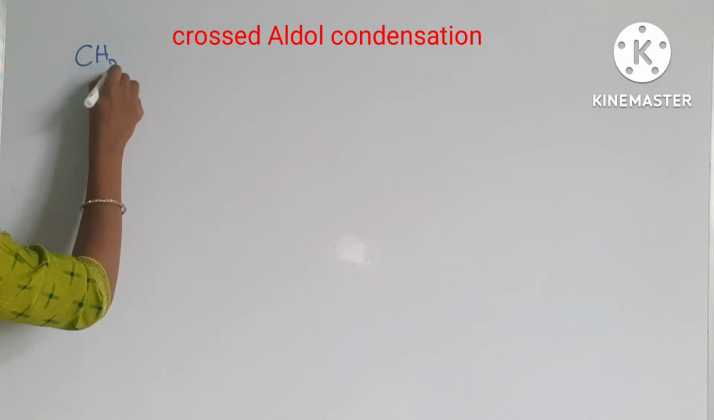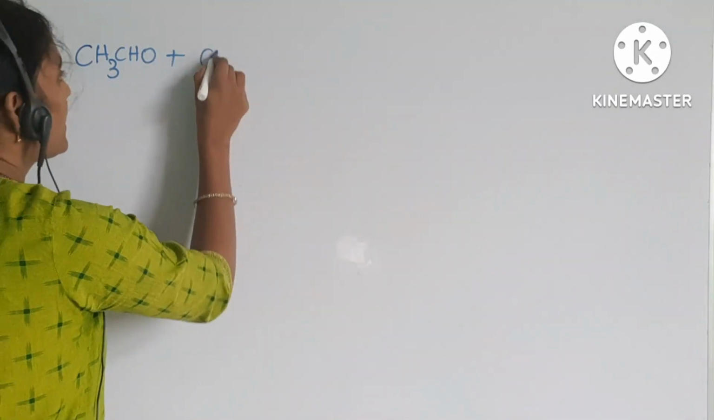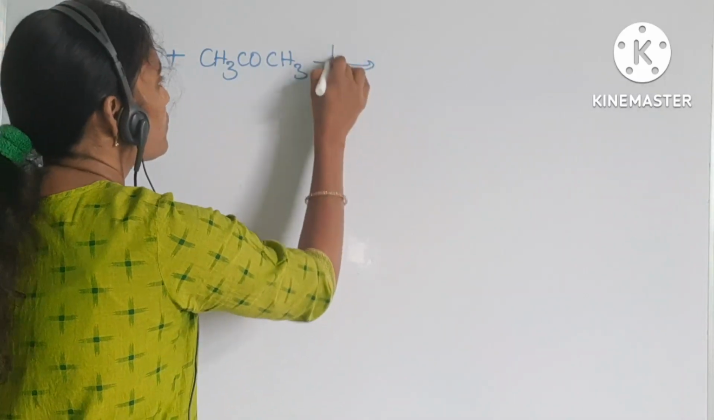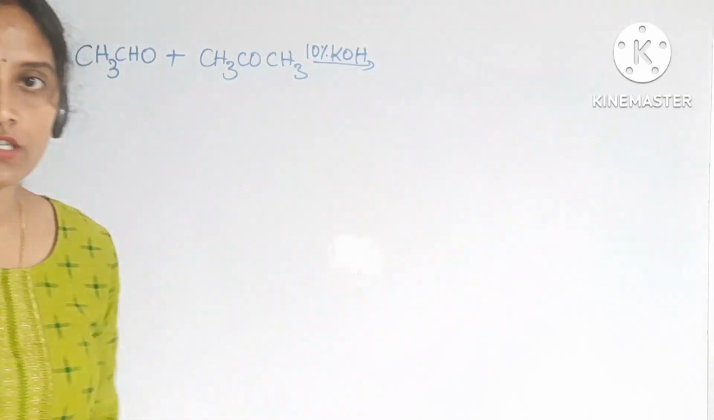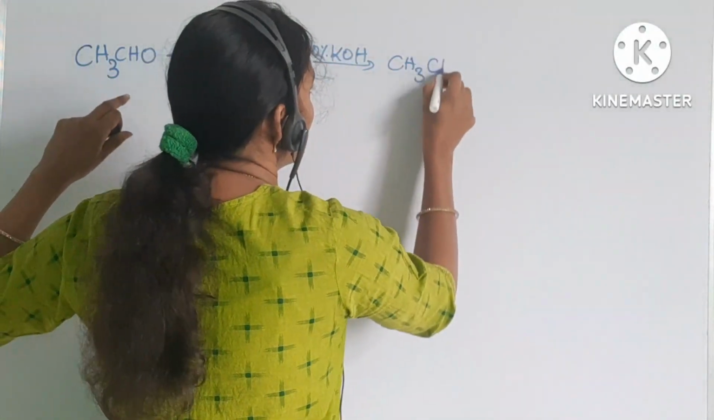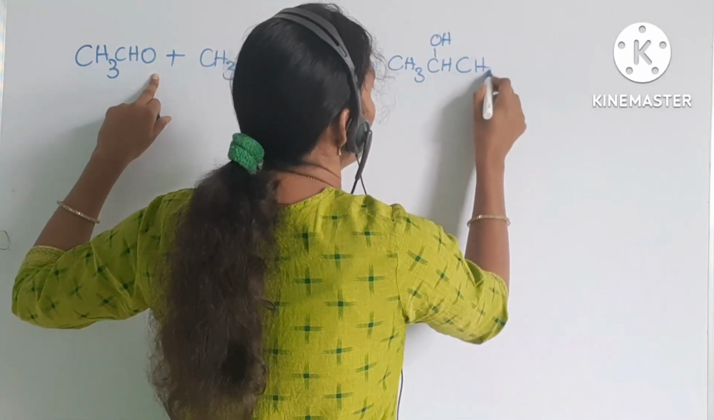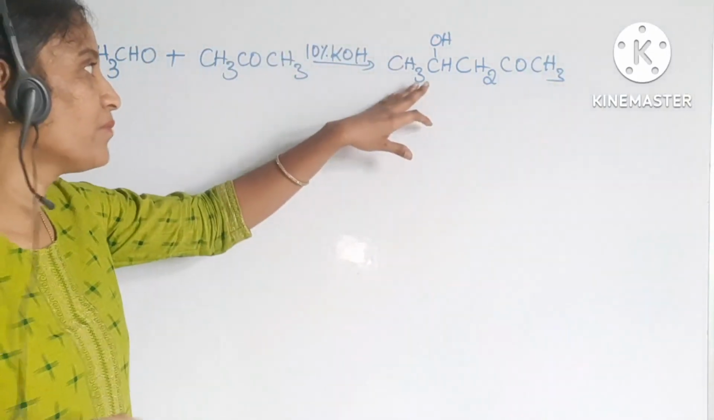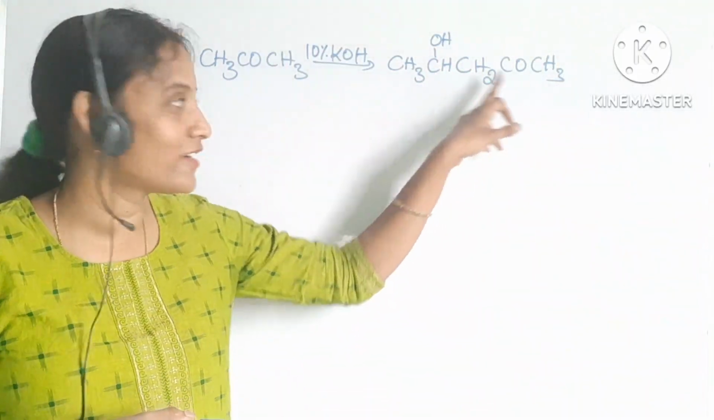See, it is the acetaldehyde reacting with the ketone CH3COCH3 in presence of a mild base, 10% KOH or 10% NaOH, anyone you can take. CH3 CHOH CH2 CO CH3. Here it is the product. See, this is the functional group, alpha carbon, beta hydroxy ketone.